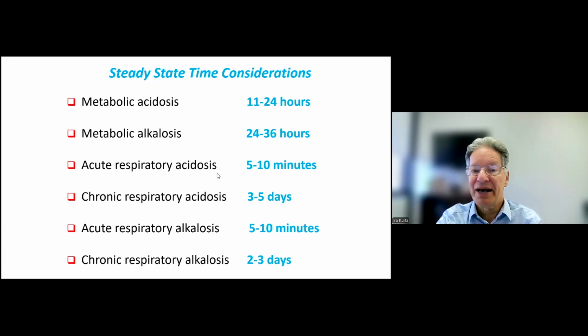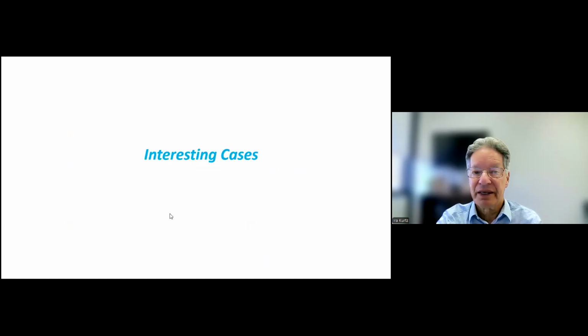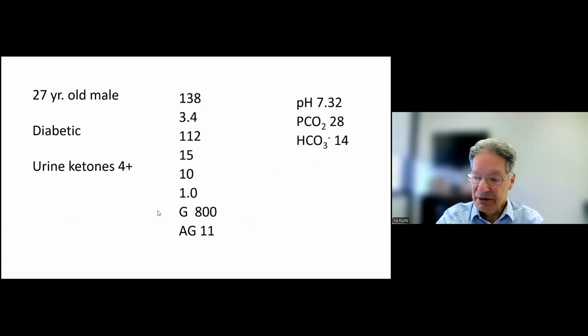Acute respiratory acidosis, we talked about, is the first 10 minutes or so of hypoventilation. Chronic respiratory acidosis takes about 3 to 5 days. Remember that bicarbonate is continuously changing. It takes that long to reach a new steady state. And then the same sort of concepts with acute and chronic respiratory alkalosis.